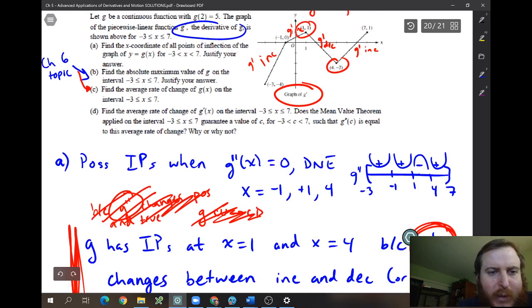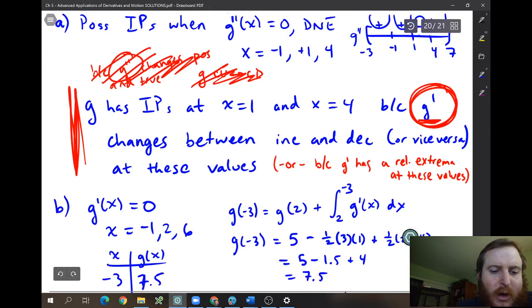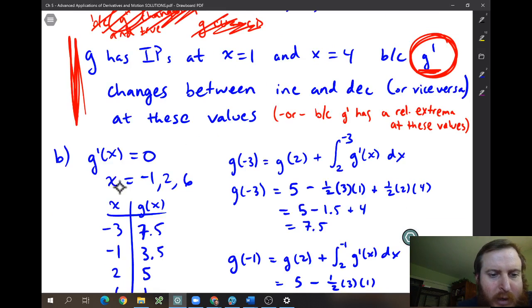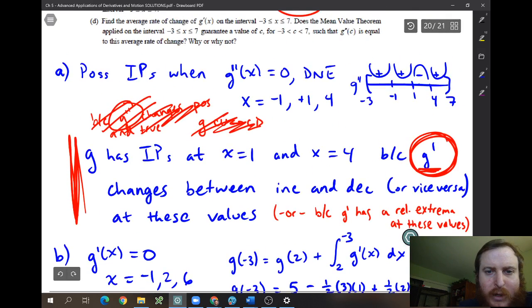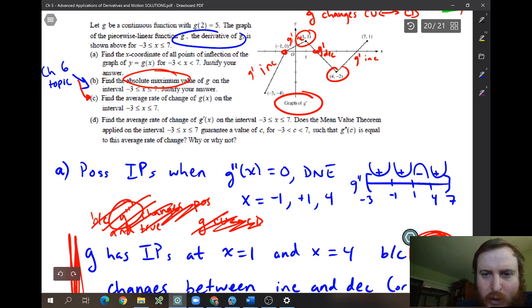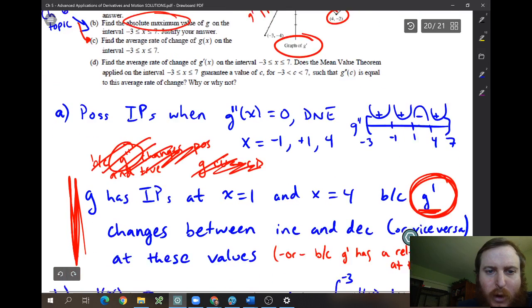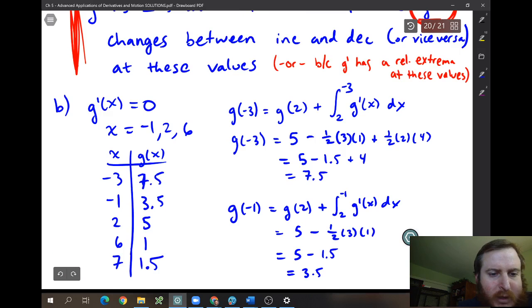Okay. B says find the absolute maximum. So our steps on this are to first set G prime equal to 0. That happens at x equals -1, 2, and 6, right? The zeros, -1, 2, and 6. And then we're going to make a chart. So our chart's going to have our endpoints, -3 and 7, and those critical points. Then we're going to evaluate every single one of them.